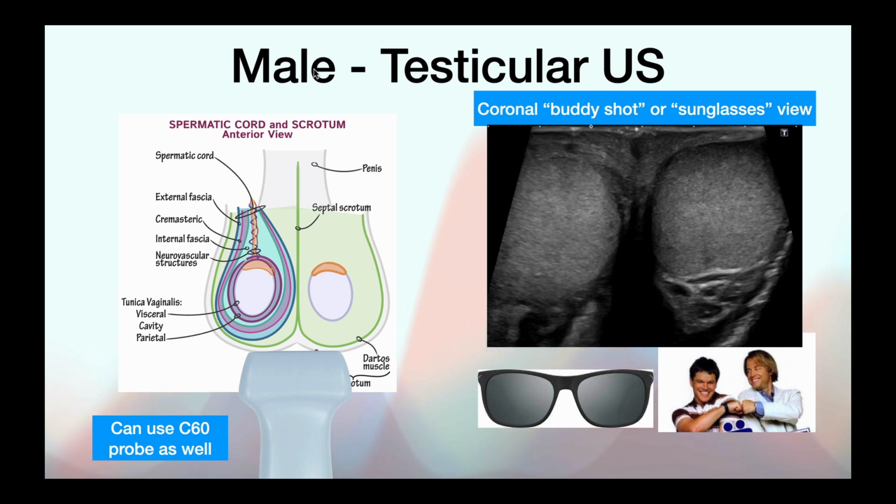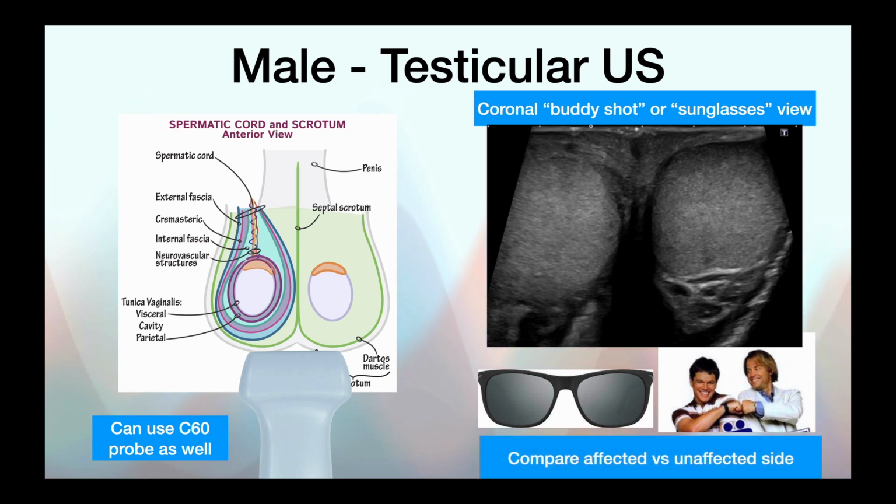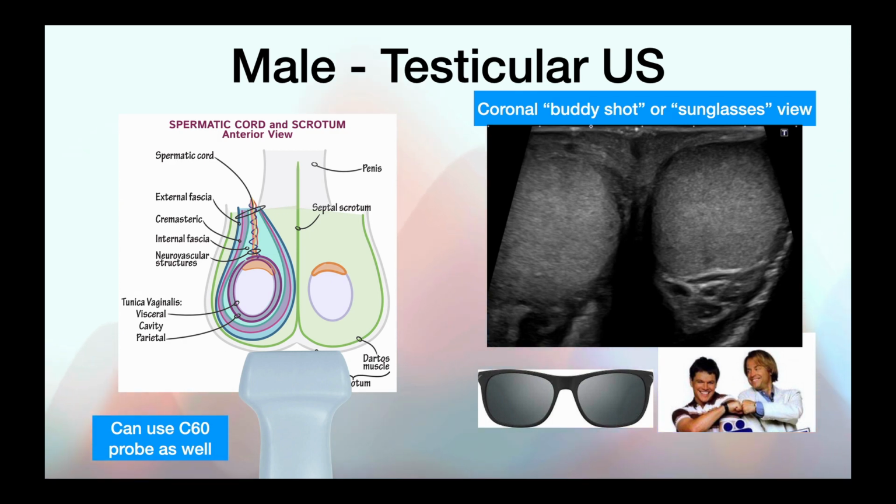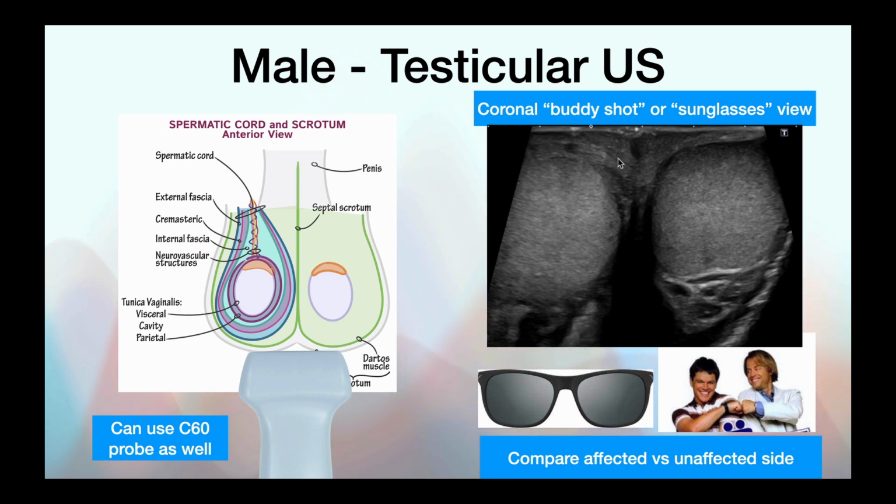This is called the sunglasses view or the buddy shot because the testicles are buddies and they're hanging out together. All joking aside, many testicular findings are unilateral, so this view allows you to compare the affected side with the unaffected side. You can often see the external dartos muscle separated from the inner cremasteric muscle by the external fascia here, which is often very echogenic.